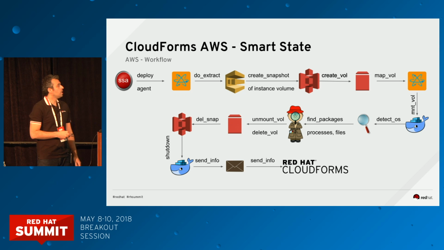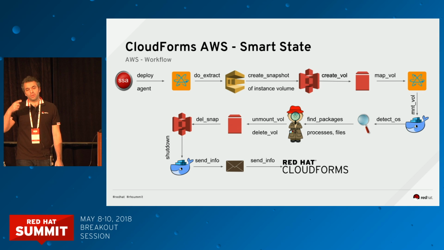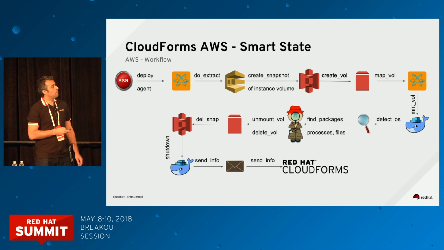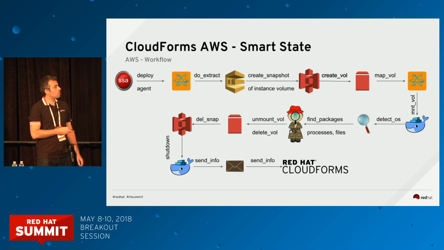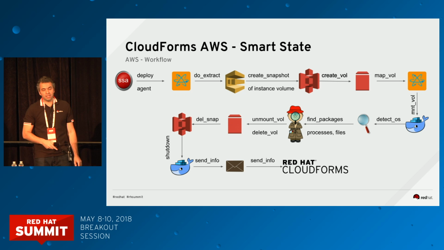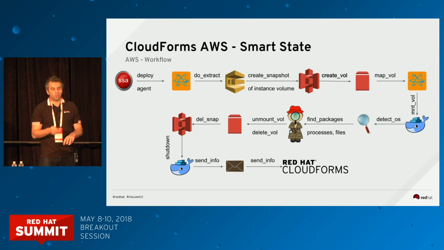Once that message gets picked up from SQS, it automatically generates a snapshot from the EBS volume and saves it into S3. If you ever used the scanning in OpenShift, you're going to realize it's the same. The atomic host launches an image scan container which maps that S3 snapshot from the actual instance, and then introspects that instance with the content which we collect from CloudForms: the packages, the files, the processes.